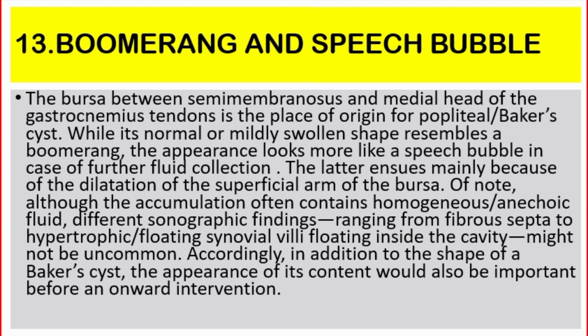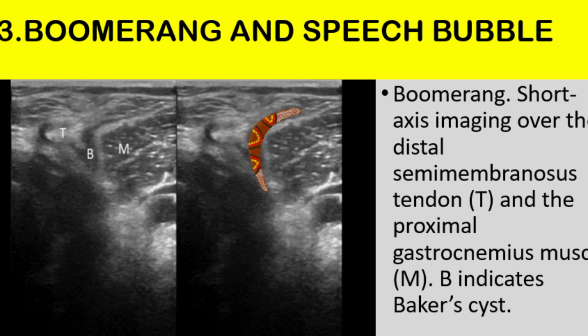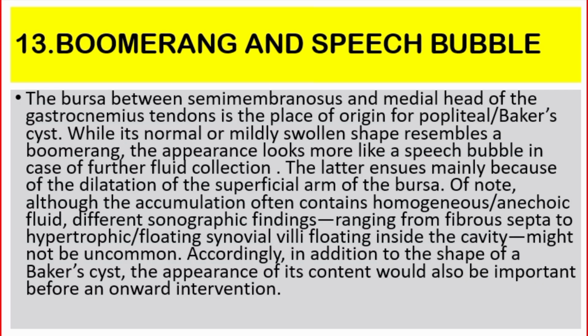Number 13. Boomerang and speech bubble. The bursa between semimembranosus and the medial head of the gastrocnemius tendons is the place of origin for popliteal or Baker's cyst. While its normal or mildly swollen shape resembles a boomerang, the appearance looks more like a speech bubble in case of further fluid collection. The latter occurs mainly because of the dilatation of the superficial arm of the bursa.